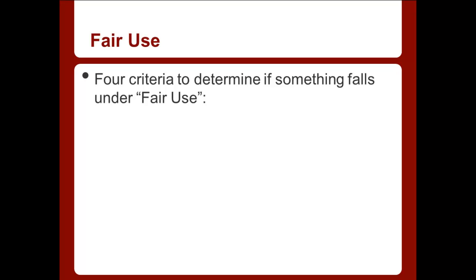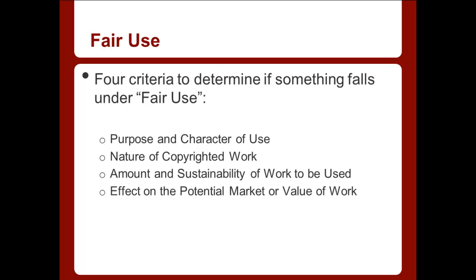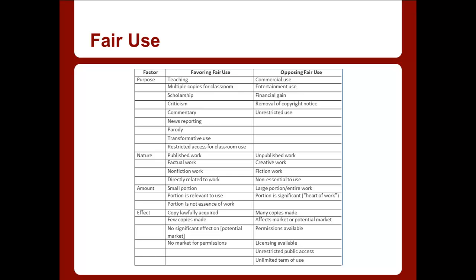There are four main criteria to determine if something falls under fair use, and those are purpose and character of the use, nature of the copyrighted work, amount and sustainability of work to be used, and the effect on the potential market or value of the work. This chart shows you some examples of what does and does not fall under fair use.